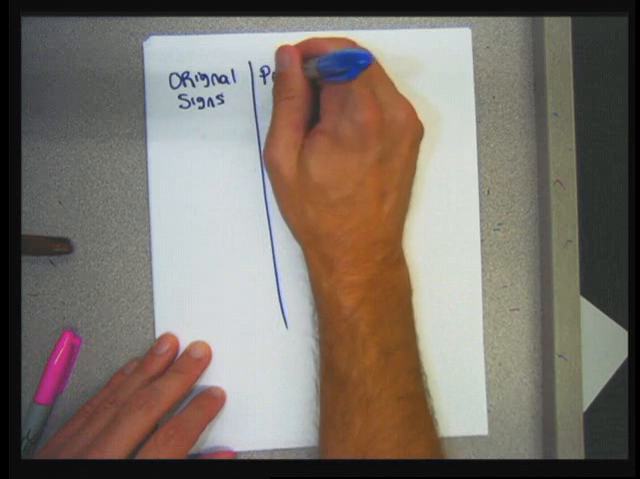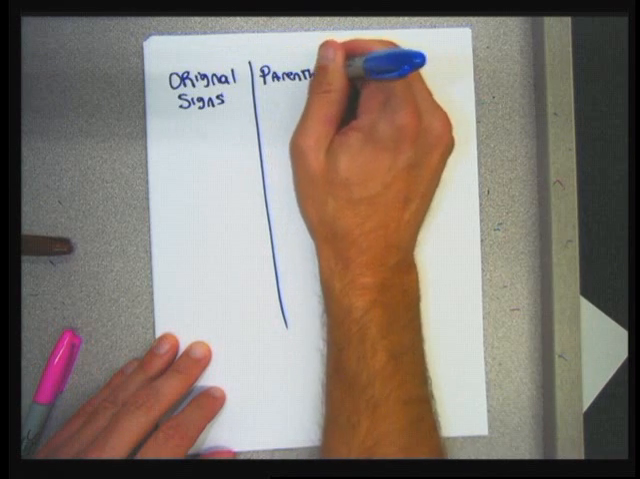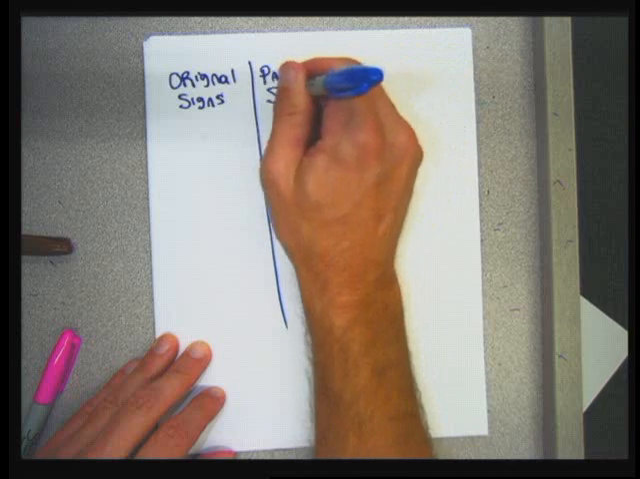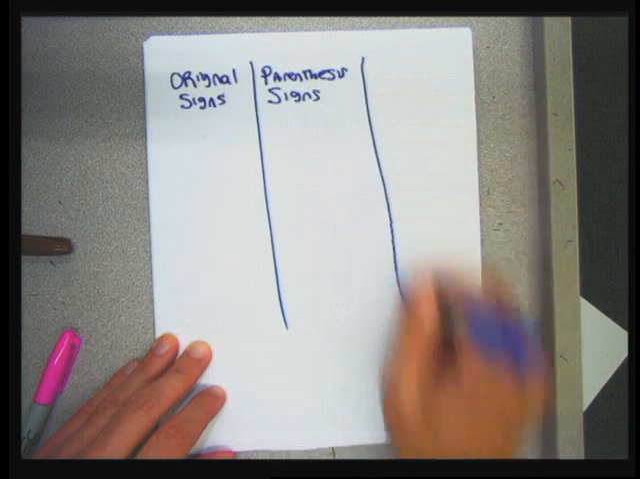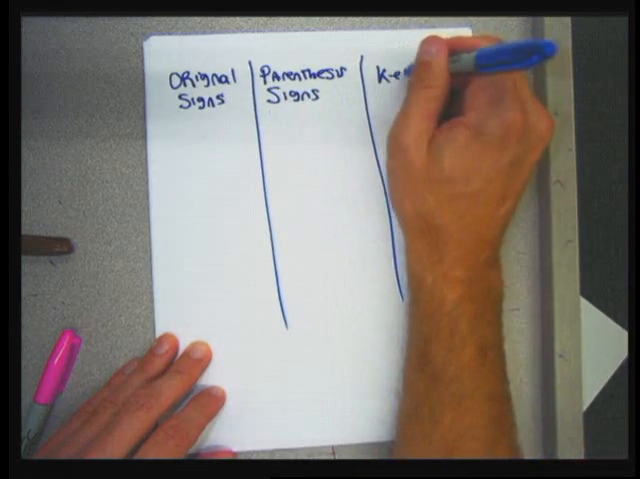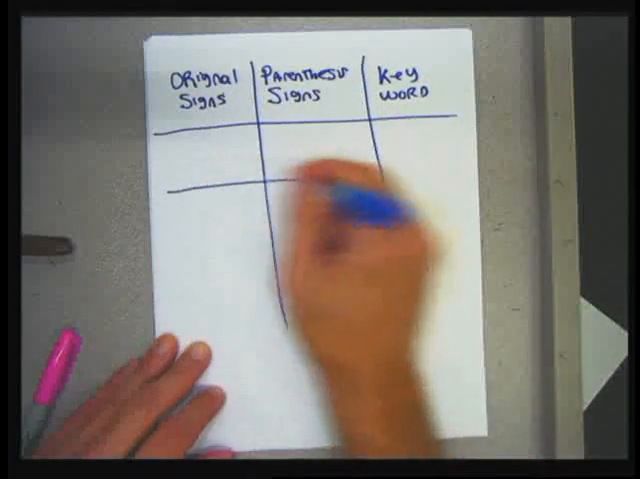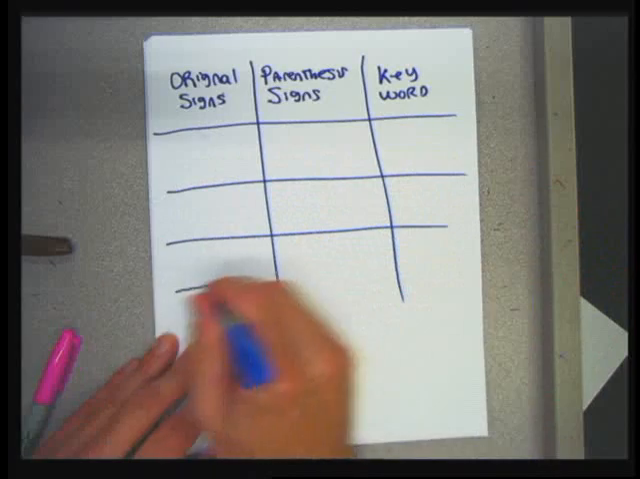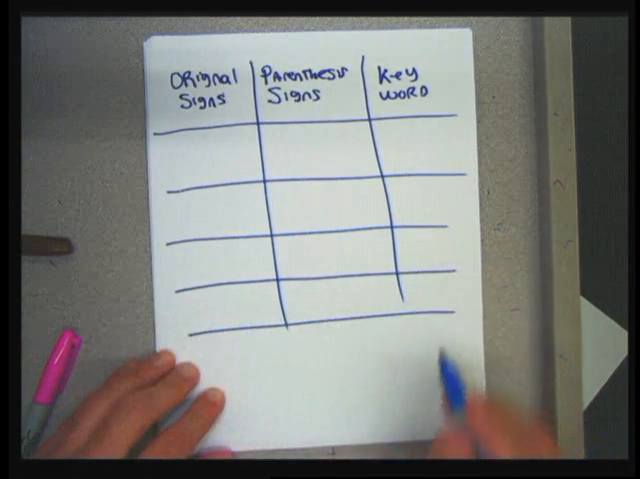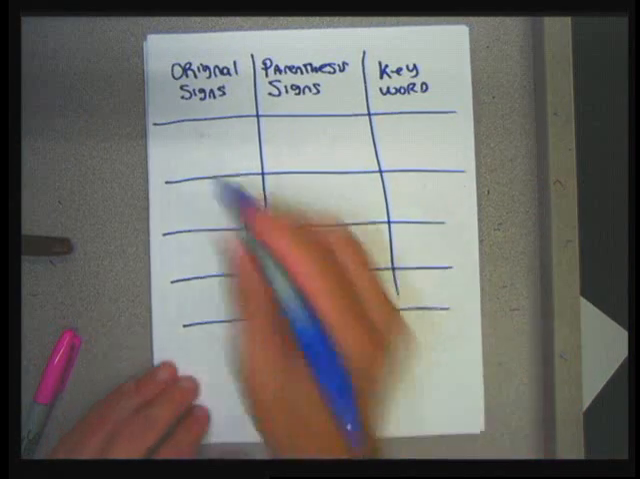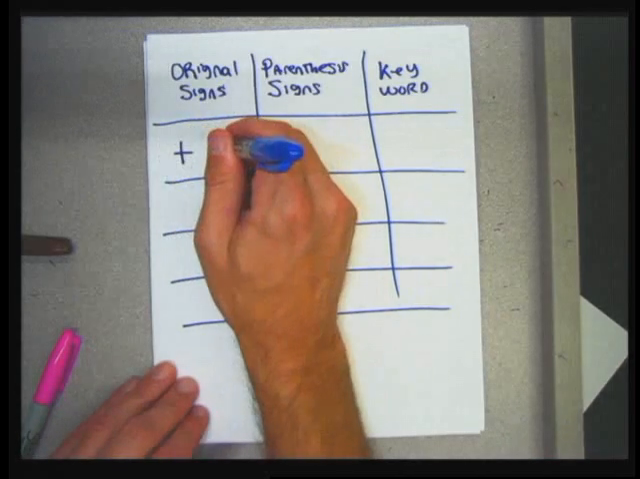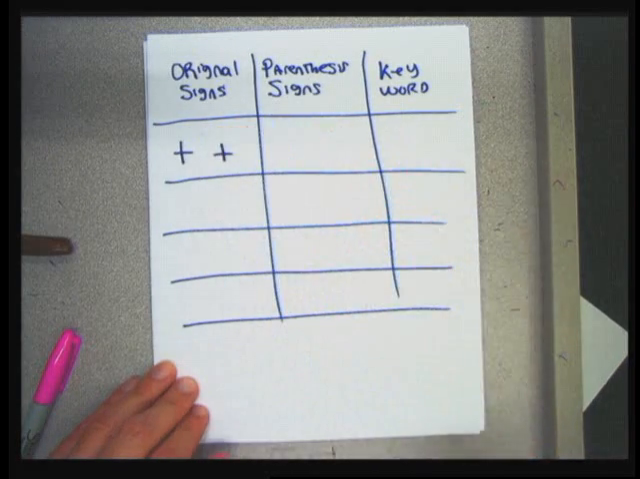Parenthesis signs. And then I'll say keyword. And there's only 4 possibilities for the original signs. The easiest situation is if the original problem has both plus signs.